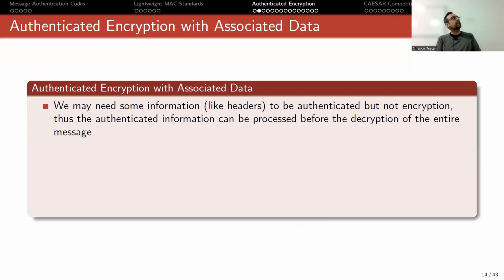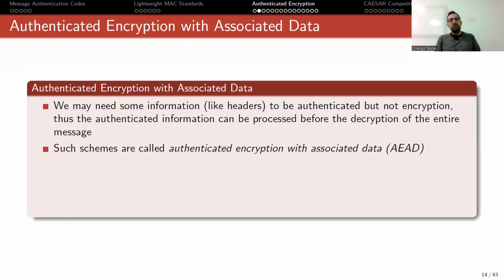Let me talk a little bit about associated data, because generally we don't need it, but sometimes we may need it. If you have associated data, we call it authenticated encryption with associated data, abbreviated as AEAD. We may need some information like headers to be authenticated but not encrypted. Thus, the authenticated information can be processed before the decryption of the entire message. Such schemes are called authenticated encryption with associated data, abbreviated as AEAD.